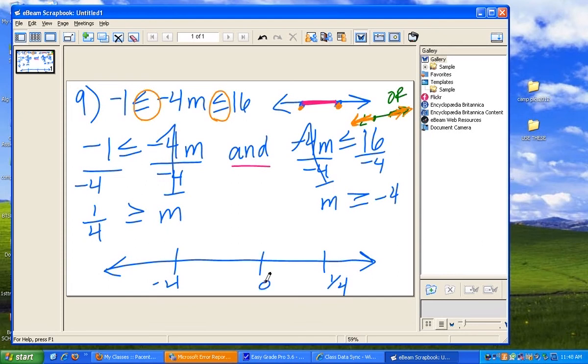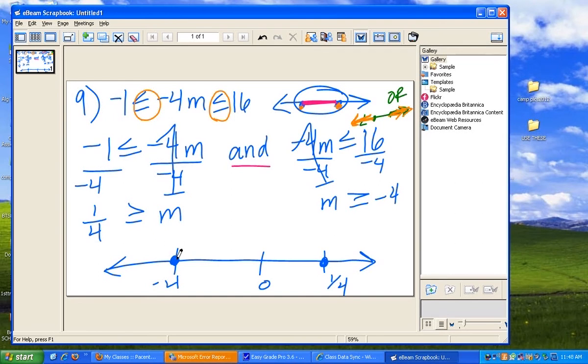0 is in here somewhere, right? Do you all agree? We know it should look like this. So we could just draw it, but we could also check it and make sure we actually did the math correct. What kind of a symbol goes on my 1/4? Closed circle. What goes on my negative 4? Closed circle.